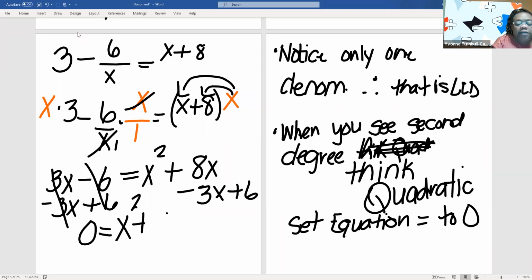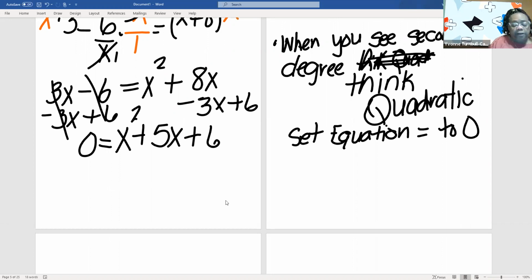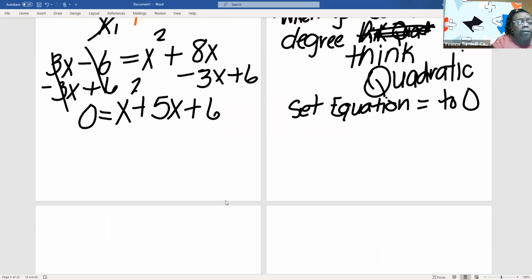I'm going to combine those like terms. It's going to be 5x plus 6. Now, some of you get a little uneasy when it's written with the zeros in the front. If you want to rewrite it where you have 0 on the other side, it's the same thing. Meaning if you want to do it this way, x squared plus 5x plus 6 equals 0. Same thing.